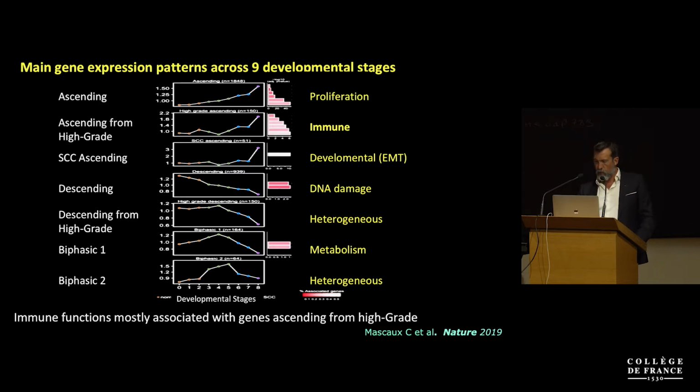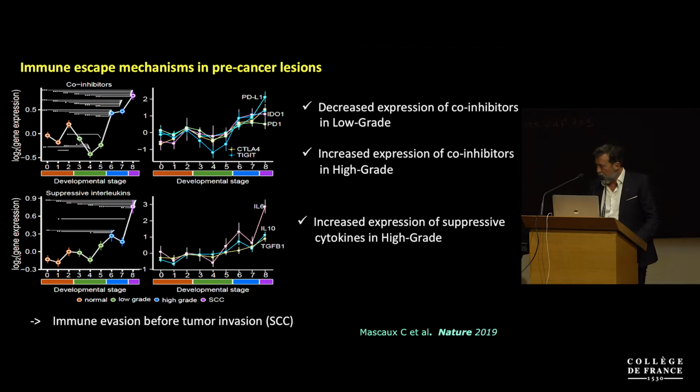And what was really striking was the fact that the complete immune system was at the same time, in high-grade dysplasia, both innate and adaptive immune system fully activated, and at the same time, as you can see here, there was an increase of co-inhibitors and checkpoints, including PD-L1, IDO, PD-1, CTLA-4, TIGIT, that were increased during the course of pre-cancer development, as well as immunosuppressive cytokines.